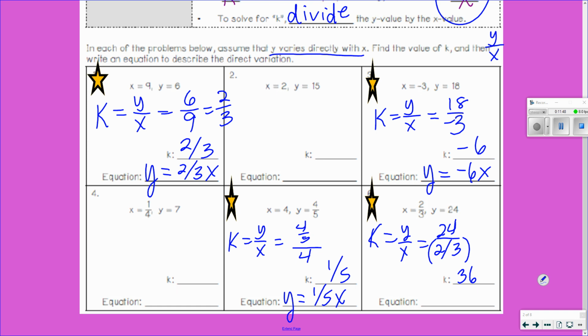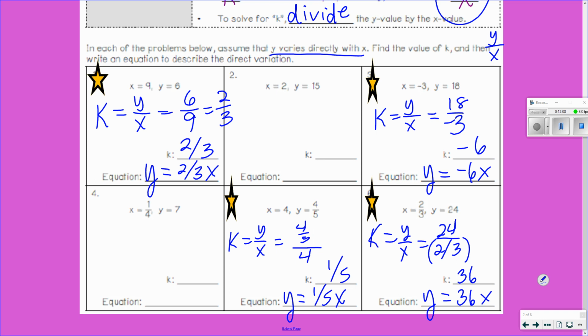Because think about what that means. That means you're taking 24 whole things and cutting them into 2/3 sections. So how many 2/3 sections would there be? There has to be more than what you started with. And then we're just dividing by 2 and then dividing by 3. Okay, so then our equation would be y equals 36x.